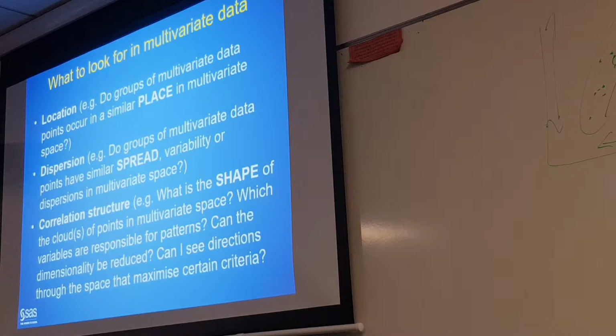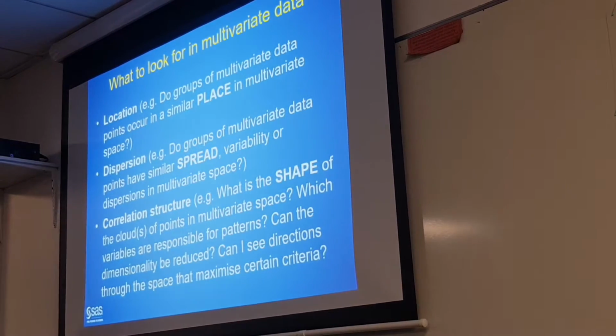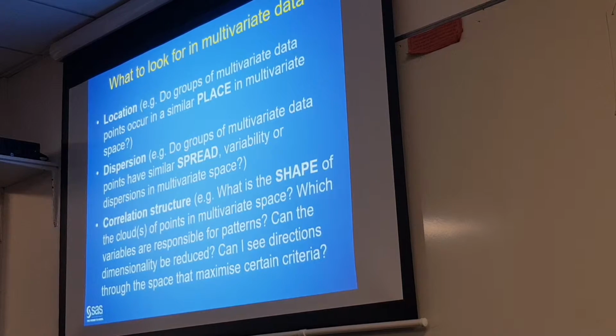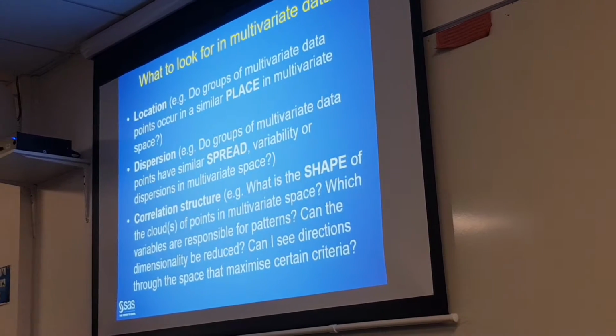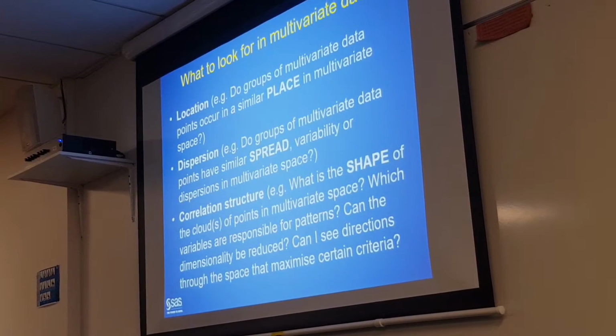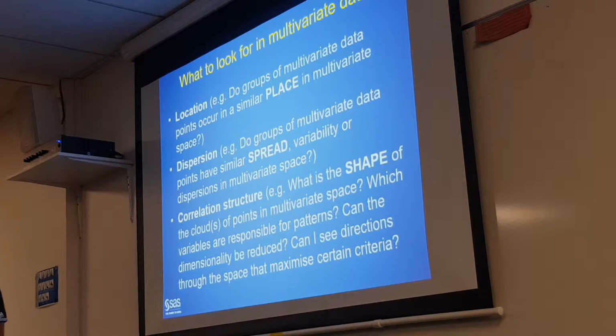Because you can imagine, if I've got two variables and they're highly correlated with one another, they're kind of redundant, basically telling you the same information. We're going to use that to try and reduce dimensionality.